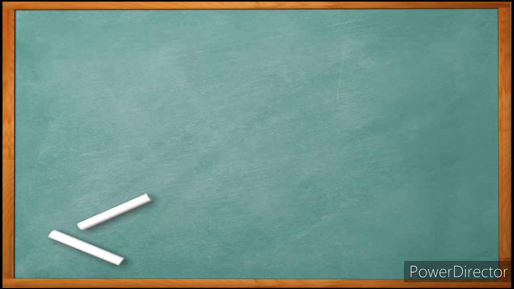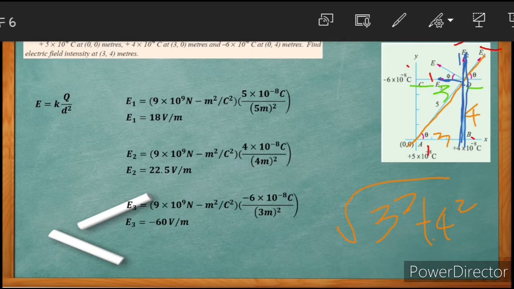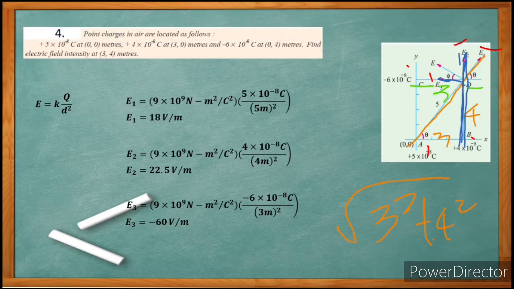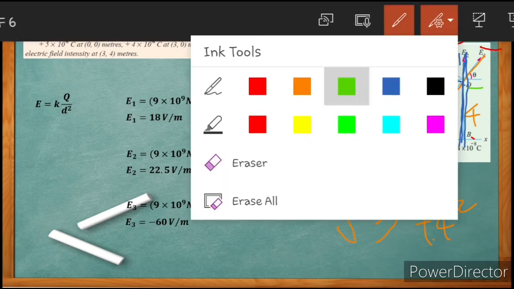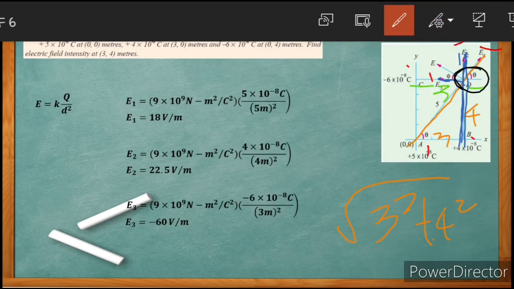And for us to get the electric field intensity at 3, 4 meters, first, let's find the value of this theta. Because using that value of theta, we can now find the electric intensity of the x and y component, and from the value of the x and y component, we can get the resultant of the electric field intensity. So without further ado, let's proceed.